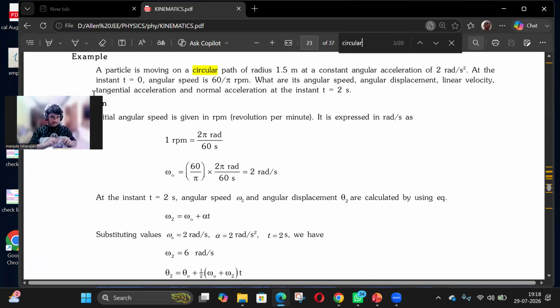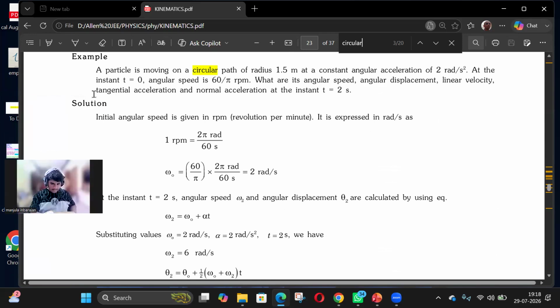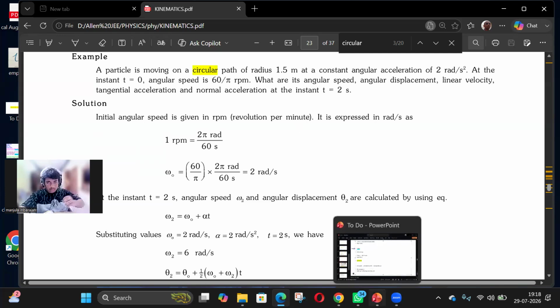Okay, you can now start. Angular acceleration, is that concept there or not? Angular acceleration, sir, but I don't know that. So acceleration is increasing velocity, right? Angular acceleration is increasing angular velocity.